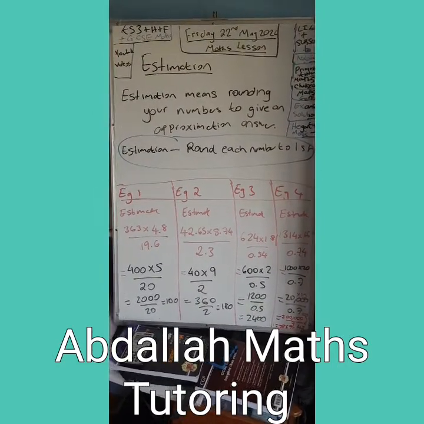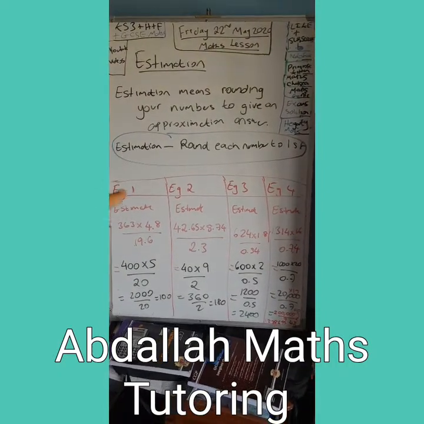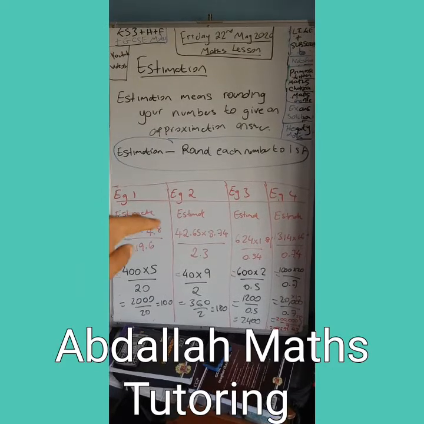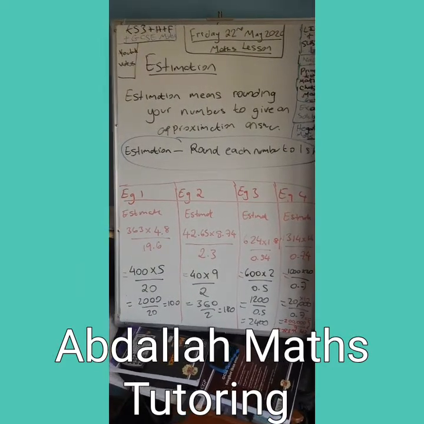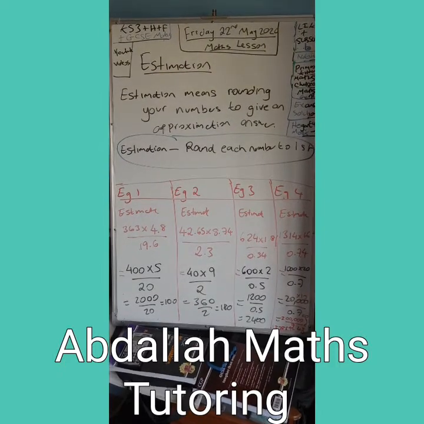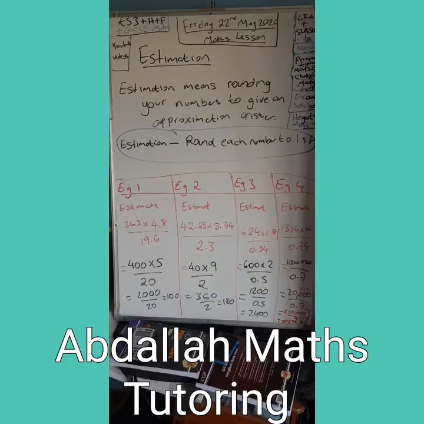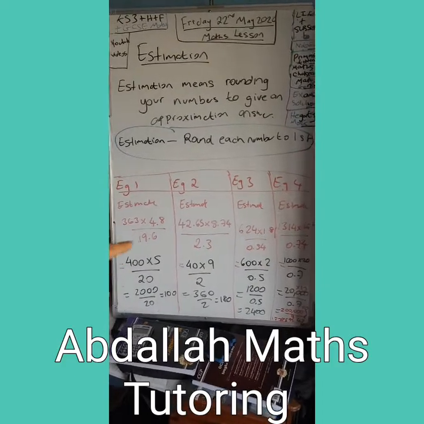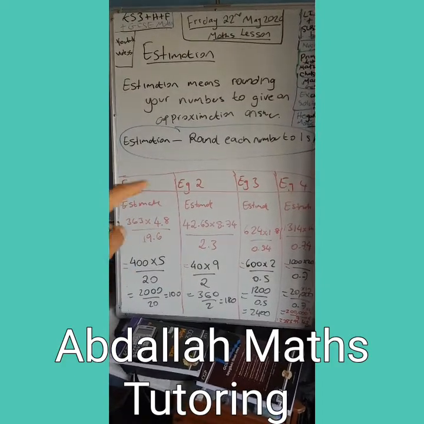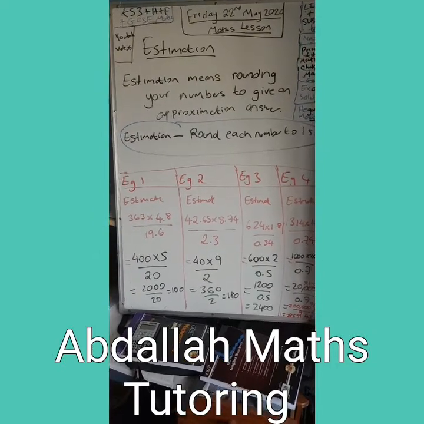Right guys, looking at the 5 examples for today's lesson. Estimate 363 times 4.8 divided by 19.6. Obviously, this can be worked out using a calculator, or from your head, but that seems quite difficult because you are multiplying by a decimal and then dividing by a decimal.